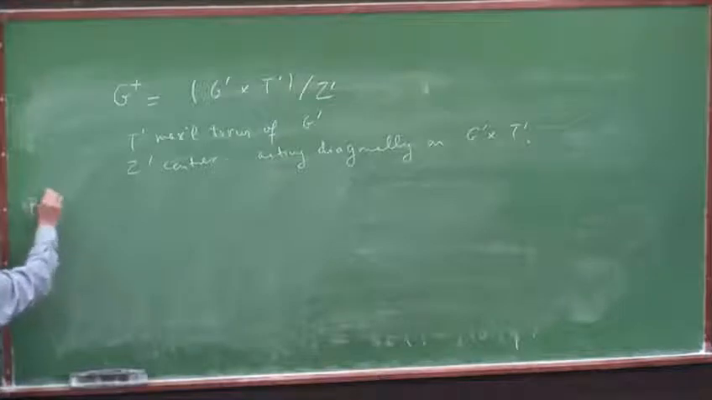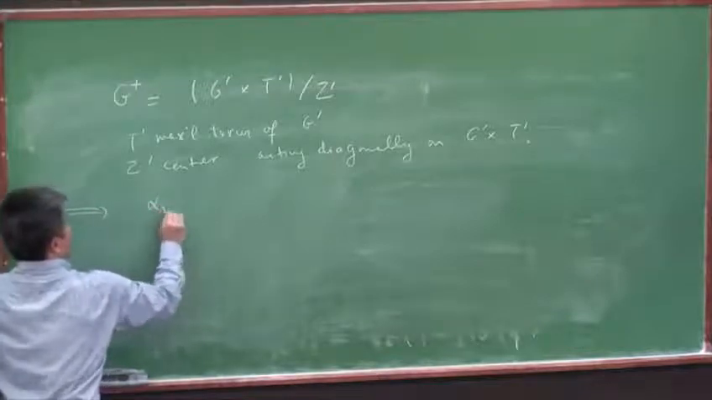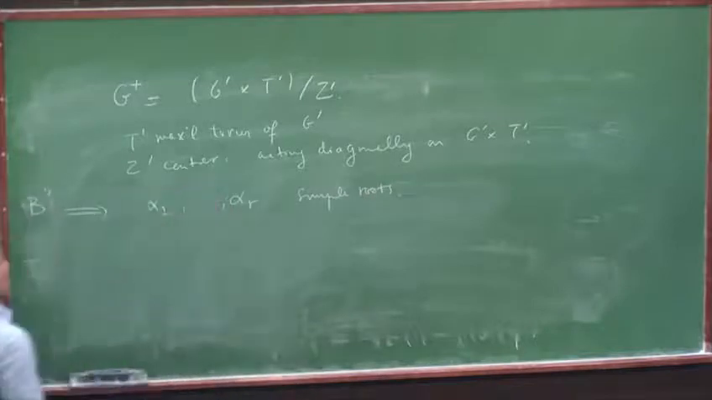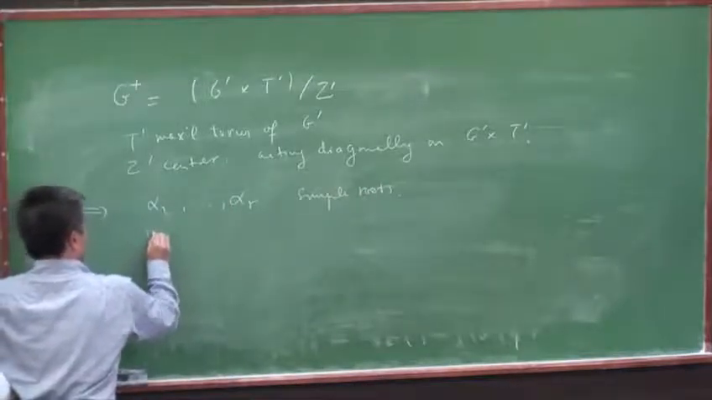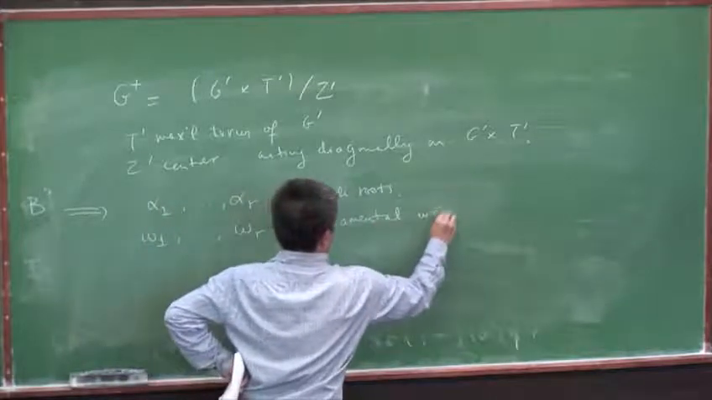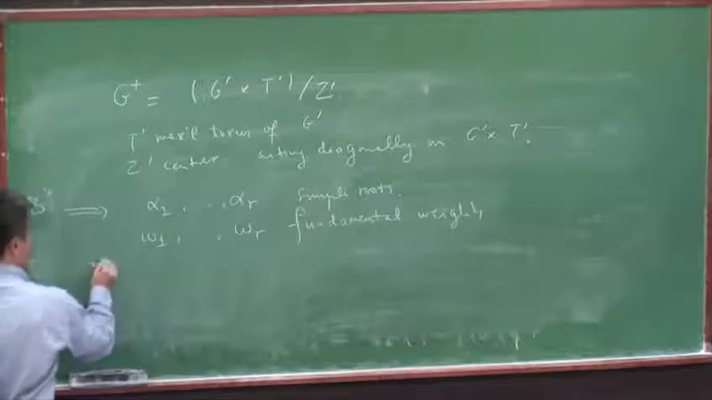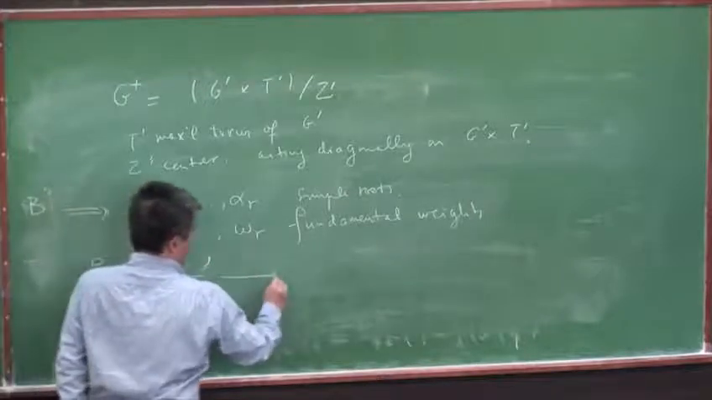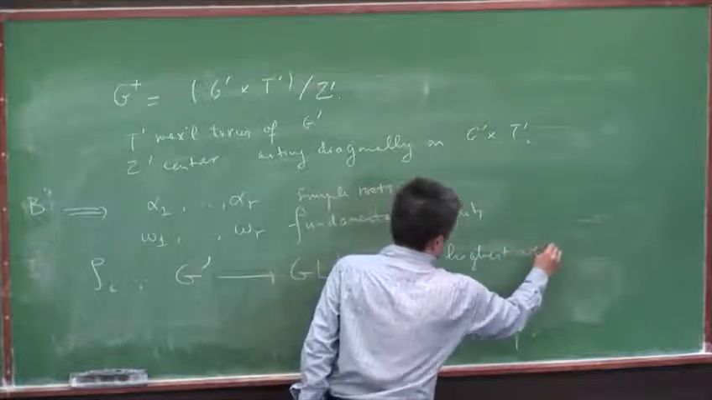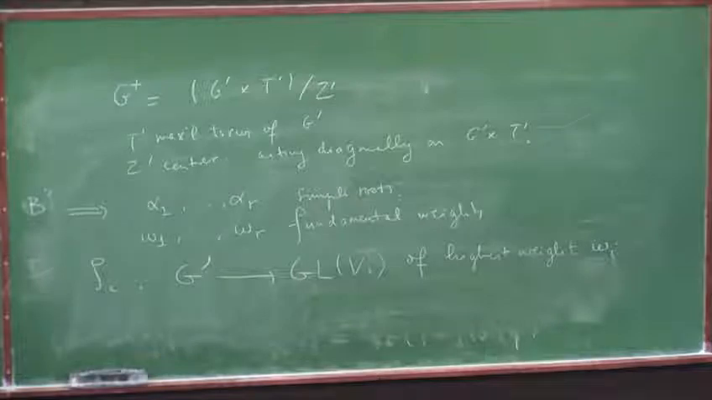And now I choose a Borel subgroup of G prime, and that would give rise to the set of simple roots alpha 1 through alpha r. And they have a set of corresponding fundamental weights. And so assuming this is connected, we have this representation rho i from G prime to GL(V_i), which has highest weight omega i.